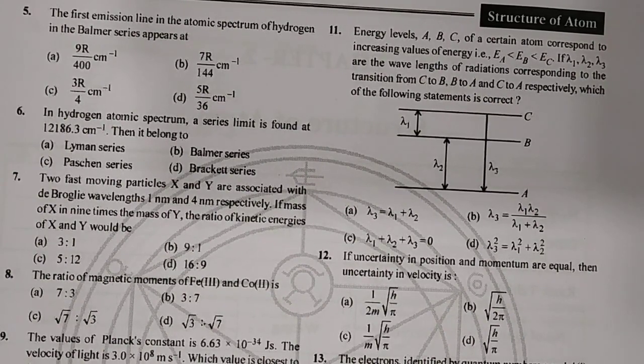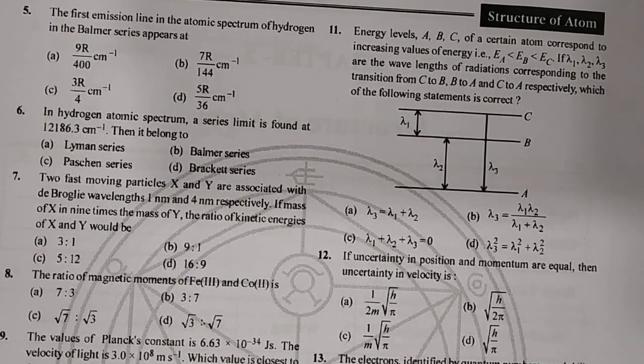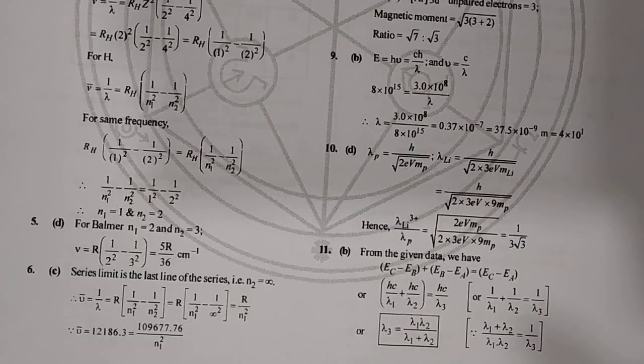इंटरेस्टिंग वन. ग्राफ चेक करना है और सिंपली याद रखिए EA is less than EB is less than EC. So your answer B बॉम्बे सही है. ग्राफ के ऊपर फोकस कीजिएगा. From the given data we can say that EC minus EB plus EB minus EA is equal to EC minus EA.